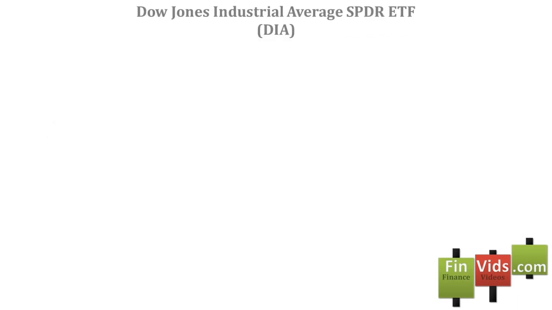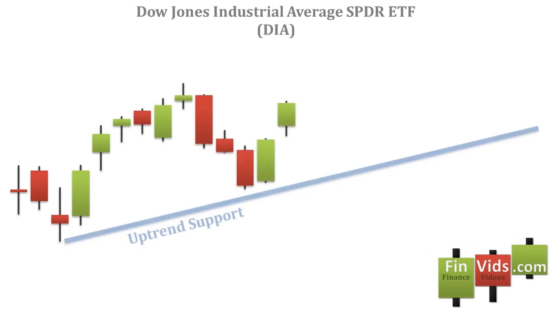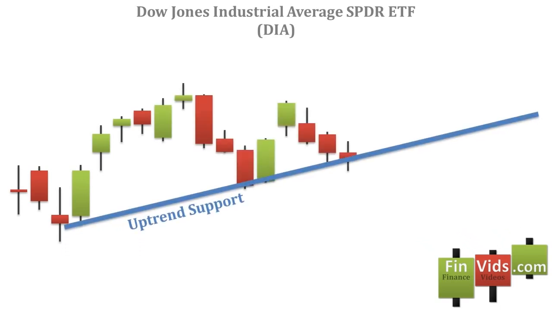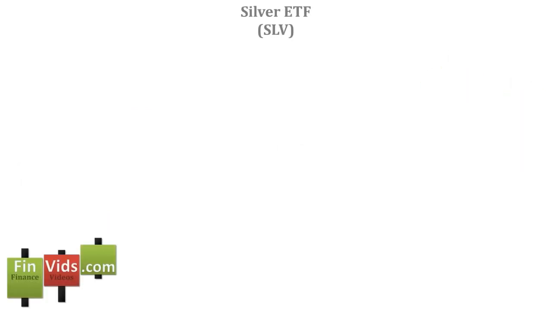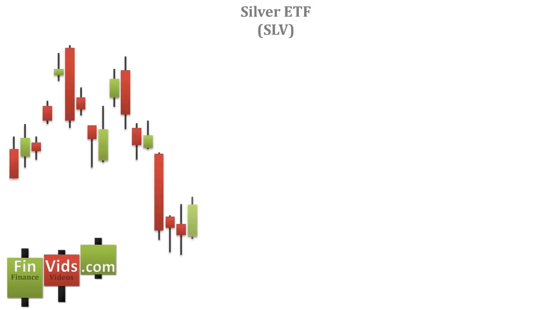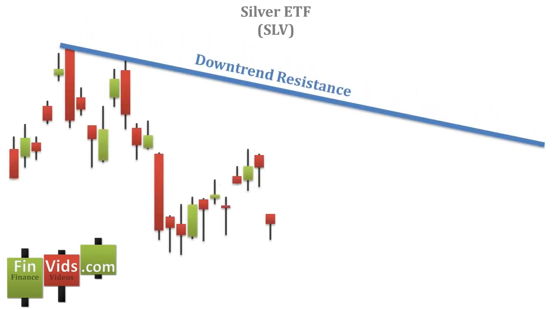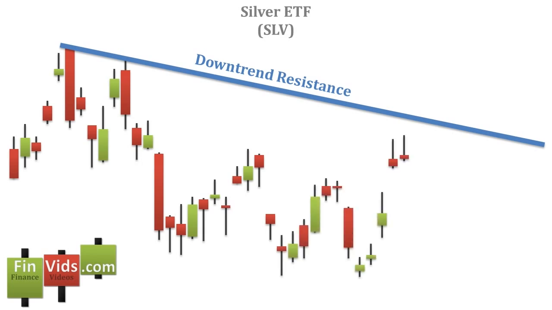This chart of the Dow Jones Industrial Average Spider ETF shows an uptrend that is confirmed multiple times by bullish candlesticks. This chart of the Silver ETF shows that bearish candlesticks confirm the downtrend resistance area.